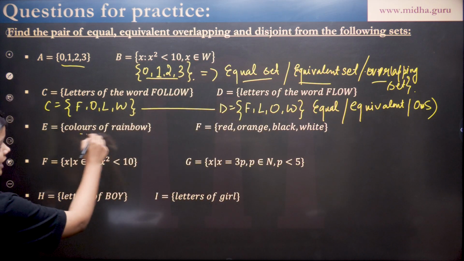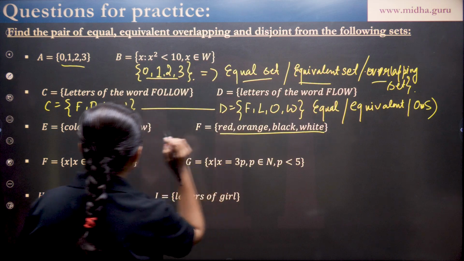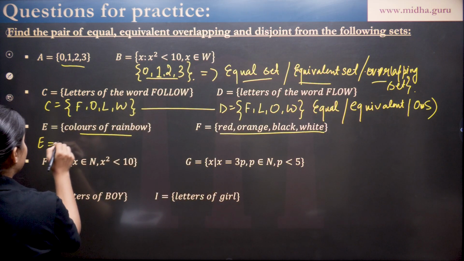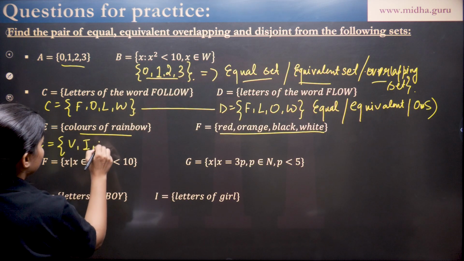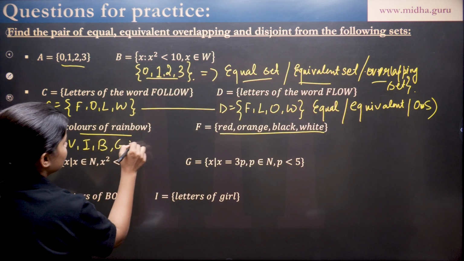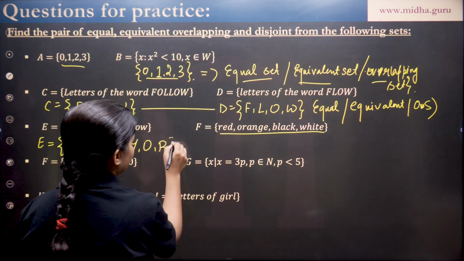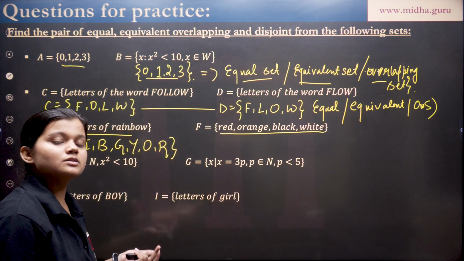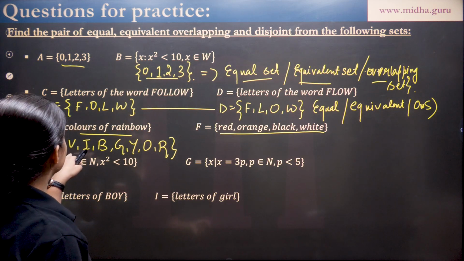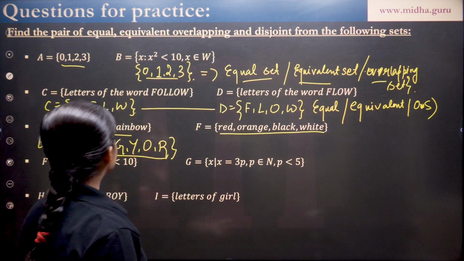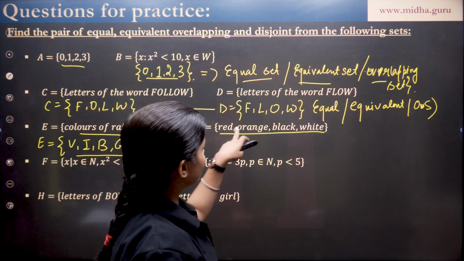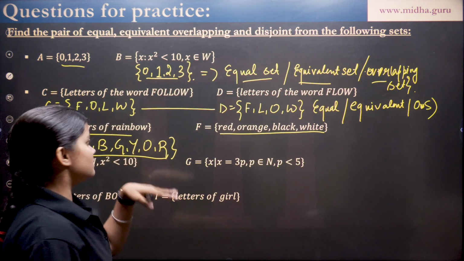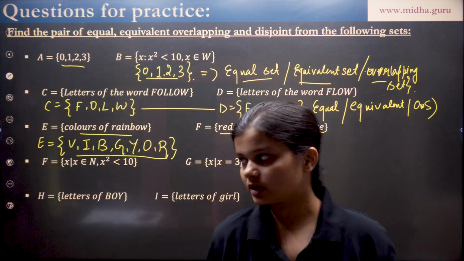Next is colors of rainbow and red, orange, white, black. This we have already done. The colors of rainbow set is violet, indigo, blue, green, yellow, orange and red, and the other set is this. So this is not an equal set and also not an equivalent set, because in the colors of rainbow there are 7 colors and in this set there are only 4 colors. So this is not equivalent, and since not equivalent, it is not equal also.